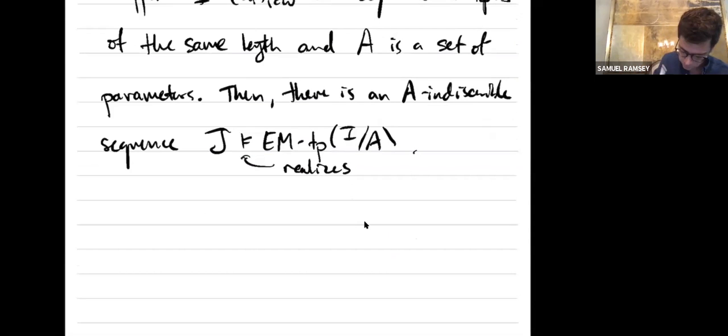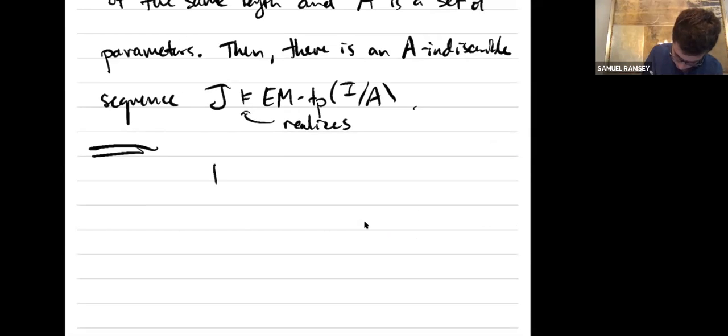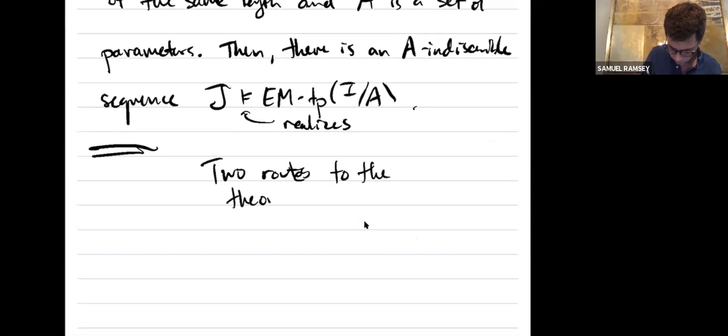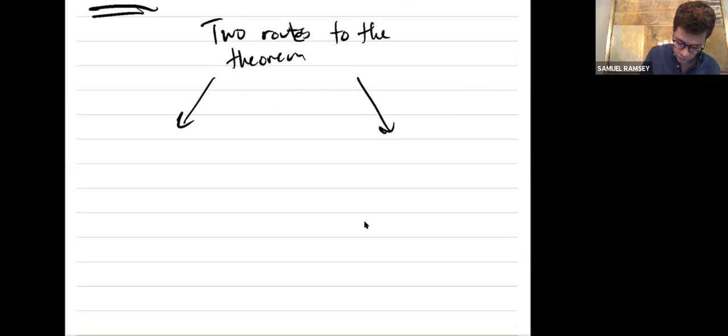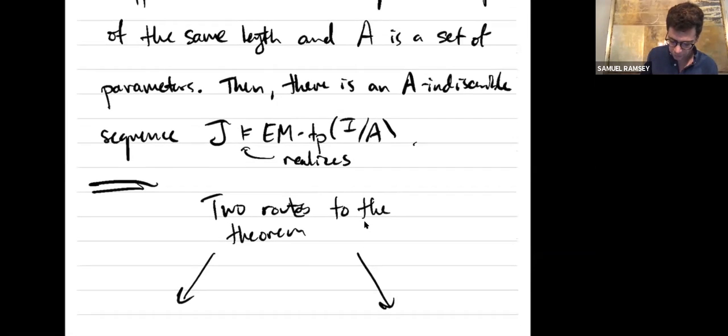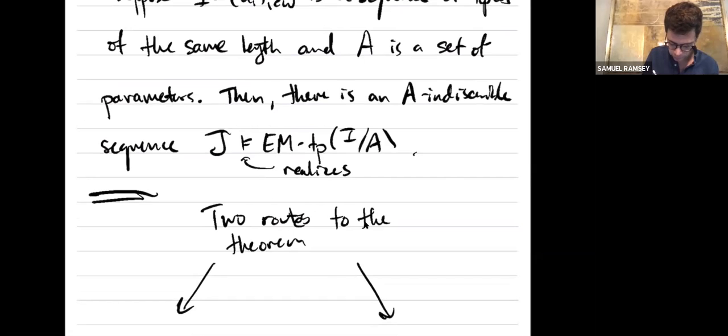All right. Now, we won't finish the discussion of this theorem, but there are going to be two routes to the proof. Both of these are going to be really meaningful in the subsequent discussion of the class. So one of them is Ramsey theory.